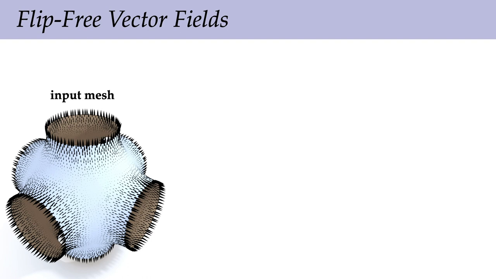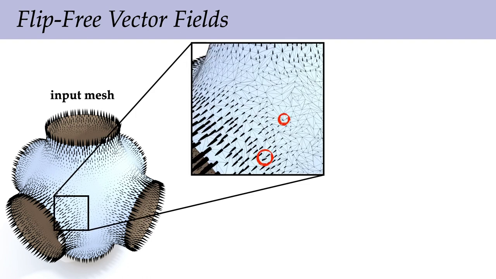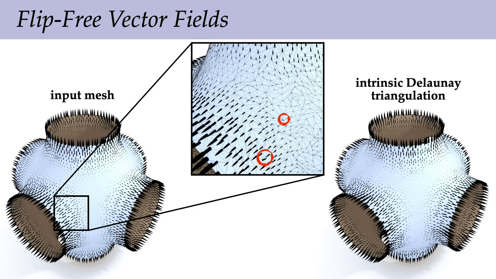Here's an example of such a field, where we harmonically interpolate tangent vectors from the boundary to the interior of the shape. And if we do this naively, you get these few vectors, which I've circled in red, that point in the opposite direction of what you'd expect them to. And this is really disastrous for the results of a downstream algorithm. However, you can prove that using the intrinsic Delaunay triangulation, this will never happen, and all the vectors point in a sane direction.